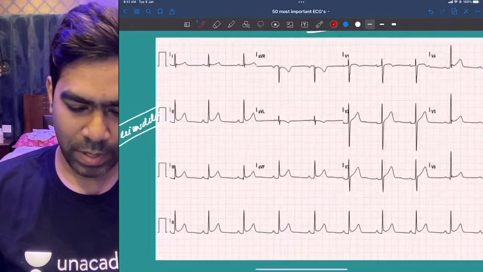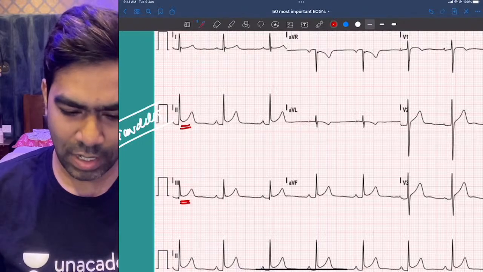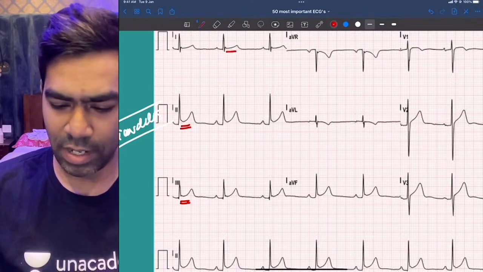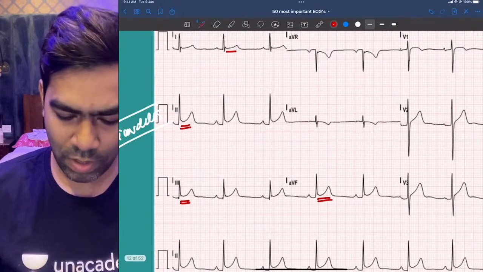So as expected, you can see ST segment elevations in lead 2, you can see lead 3, you can see a little bit in lead 1, definitely not in lead aVR, you can see a little bit in lead aVF as well.